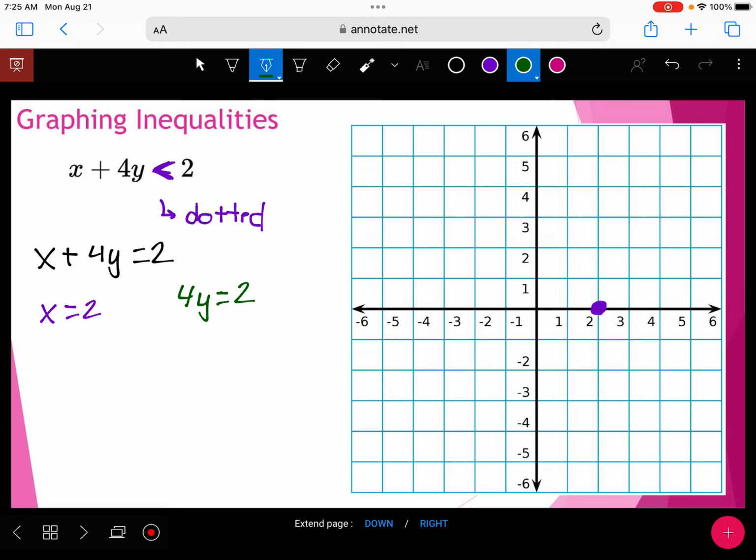What's my y-intercept? That's the x-intercept. Get y by itself. What do I do to get y by itself here? Divide by 4. 2 over 4, also known as 1/2. And that's okay. We can do that. My y-intercept is at 1/2, so it's right there.